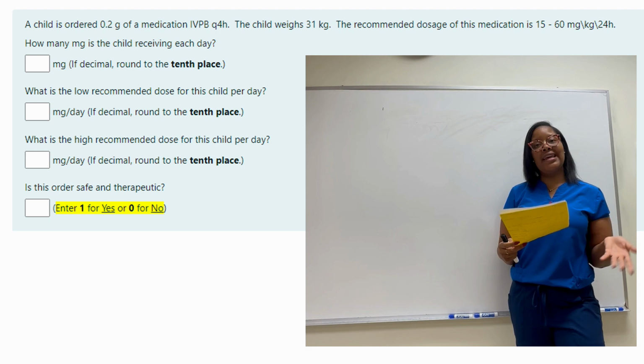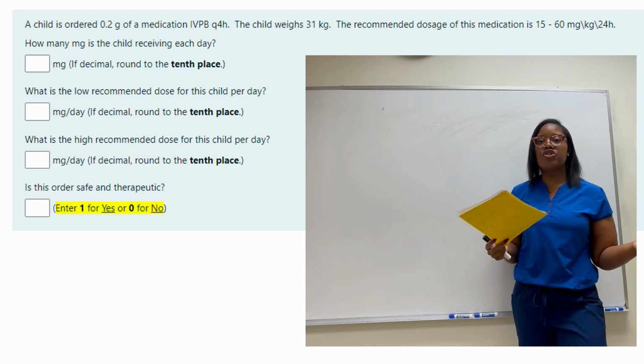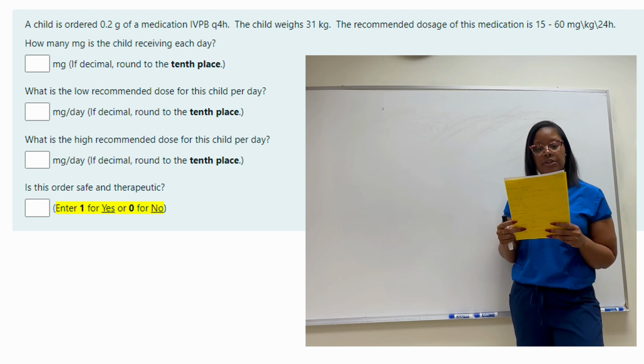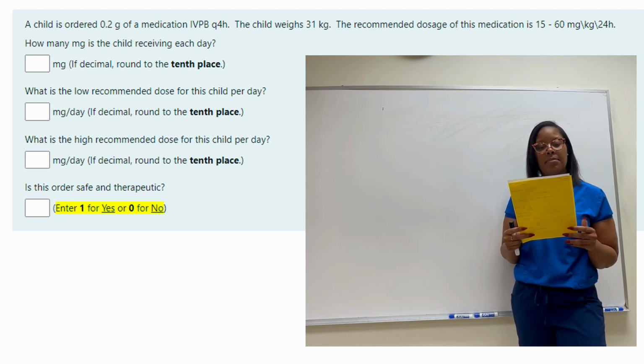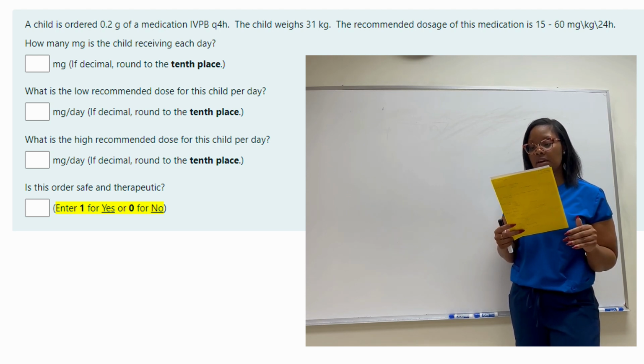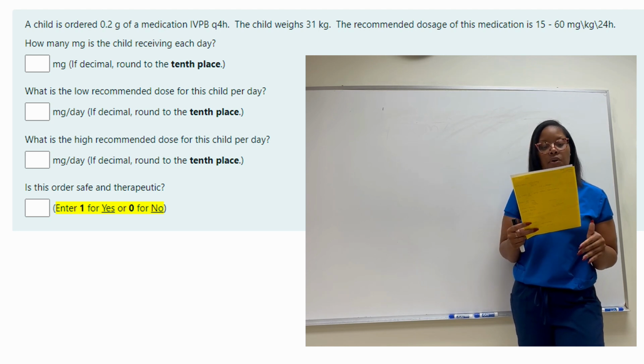Today we will be doing pediatric dosage calculations. So let's jump into our first problem. The problem says a child is ordered 0.2 grams of a medication IV piggyback every 4 hours. The child weighs 31 kgs. The recommended dosage of this medication is 15 to 60 mgs per kg per 24 hours.